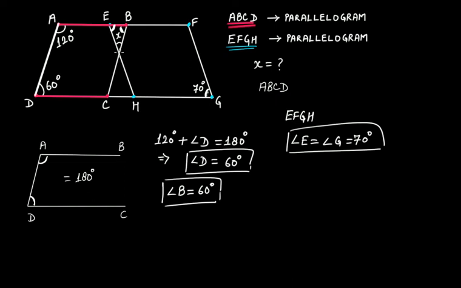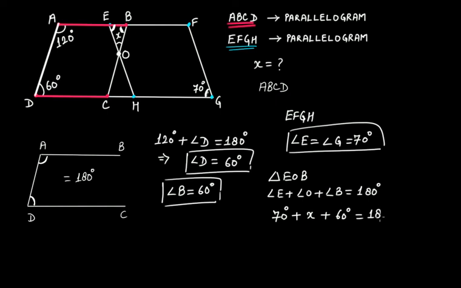Because if we suppose that this is the point of intersection and let this be O, then in triangle EOB, angle E plus angle O plus angle B is equal to 180 degrees, right? Now if we know the value of E, that is 70 degrees, what's angle O? That is X. What's angle B? That is 60 degrees, and this is equal to 180 degrees.